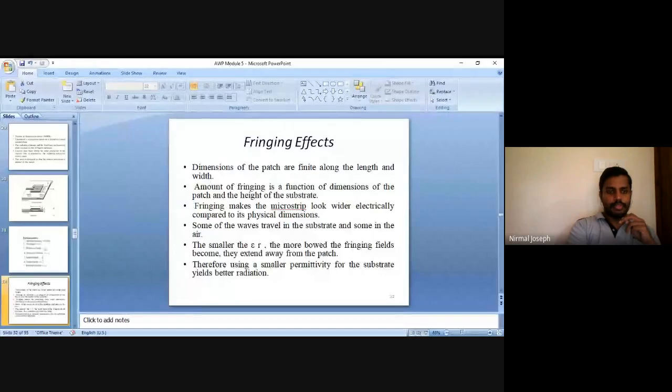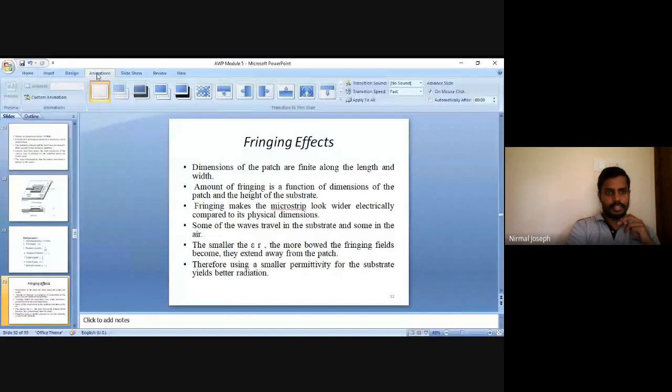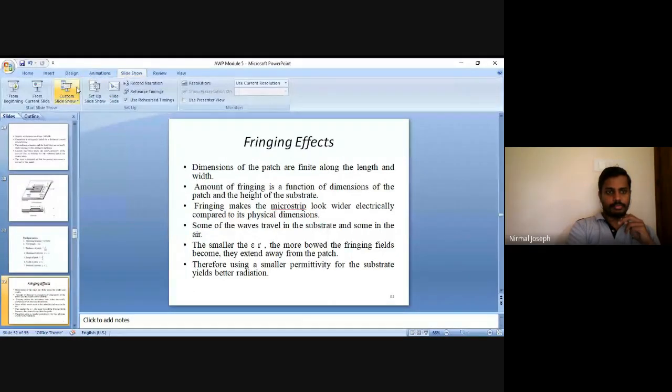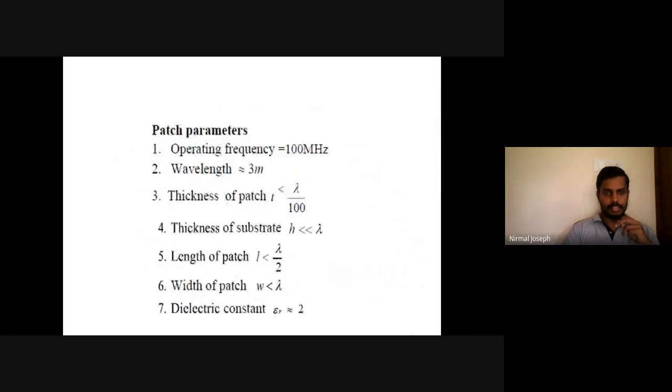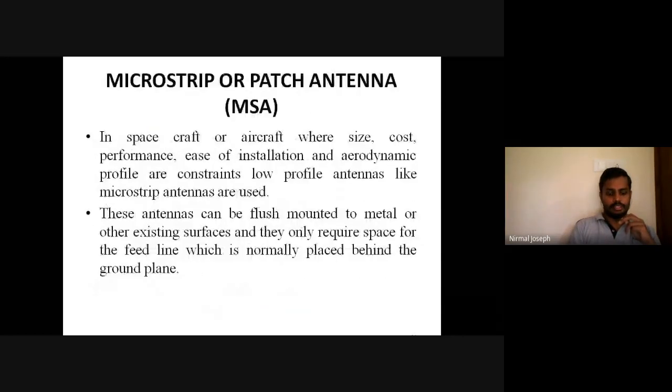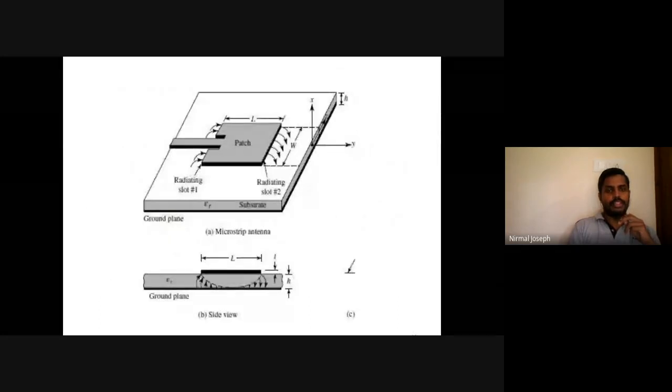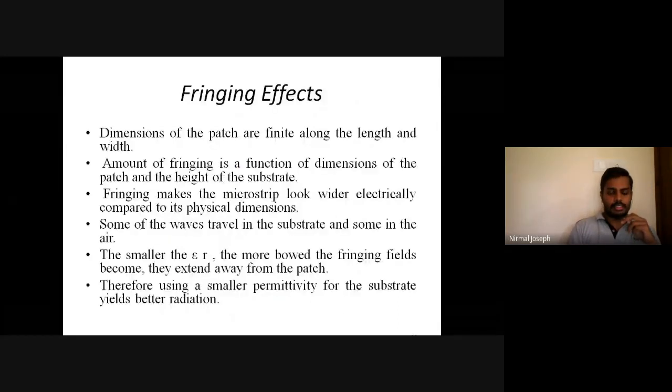So we are discussing patch antennas. In the patch antenna, we already saw the microstrip patch, the design, and the patch parameters, all those things. Now we will move on to an effect called the fringing effect. This is just an effect which occurs in the microstrip antenna based on the dielectric or substrate we are using. So we will just see what it is.